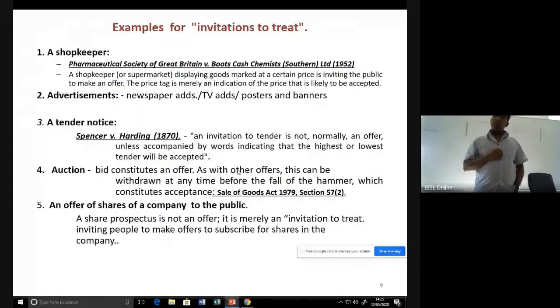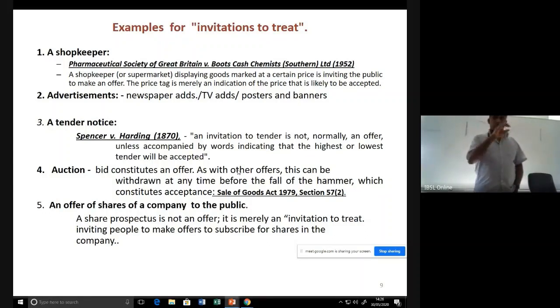So how do you make the offer? Each and every time we buy something, we make the offer, right? You didn't know that, right? Now onwards you will realize, you are making the offer. How? You pick the goods from the shelf, you bring that goods to the counter, and you make the offer. What is the offer? You say, I am willing to buy this item for this price. Will you sell? That is the offer.